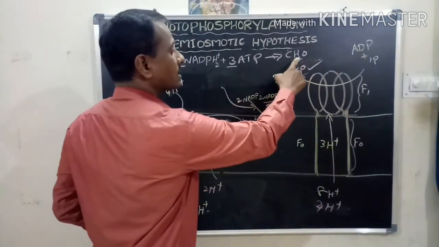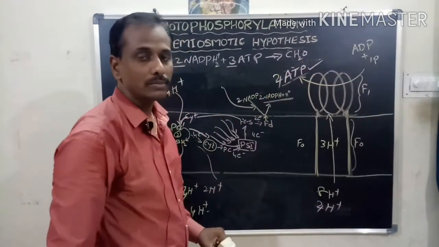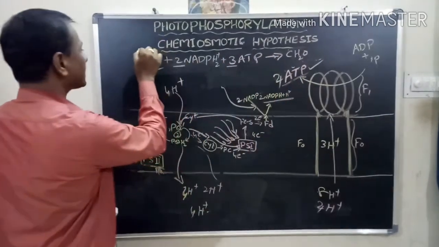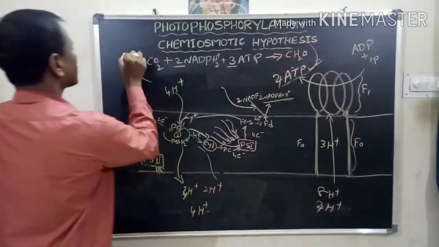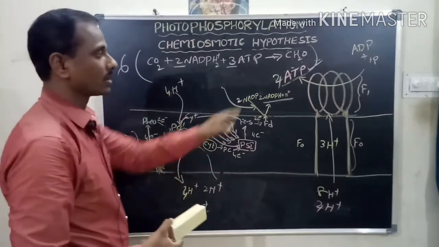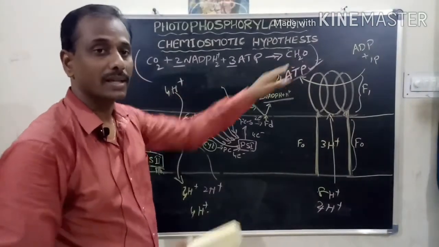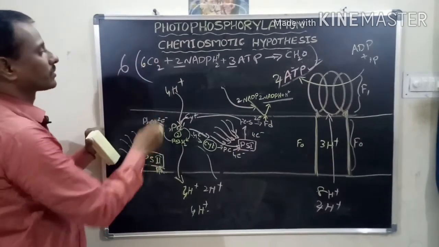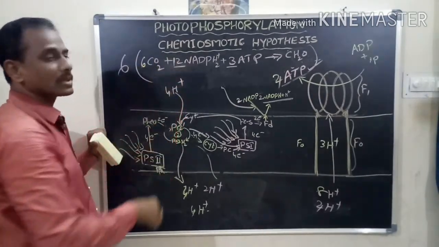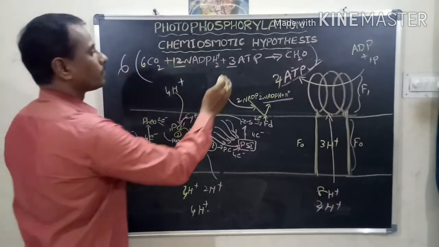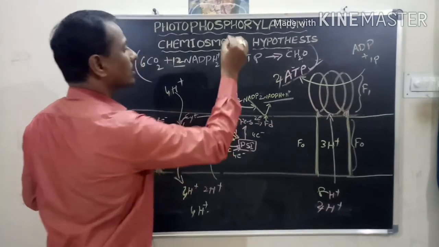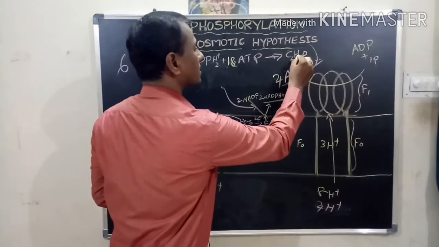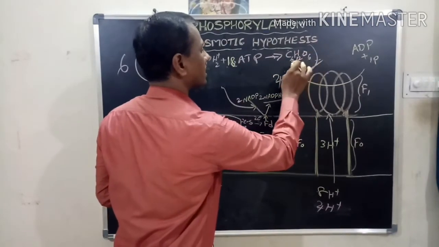It can form CH2O. Then what about the glucose? This will take place 6 times, then glucose will be synthesized. 6 molecules of carbon dioxide, 12 molecules of NADPH2, 18 molecules of ATP, then it gives C6H12O6.